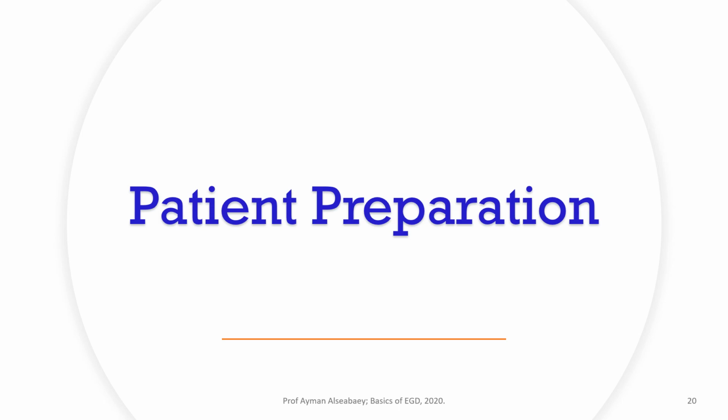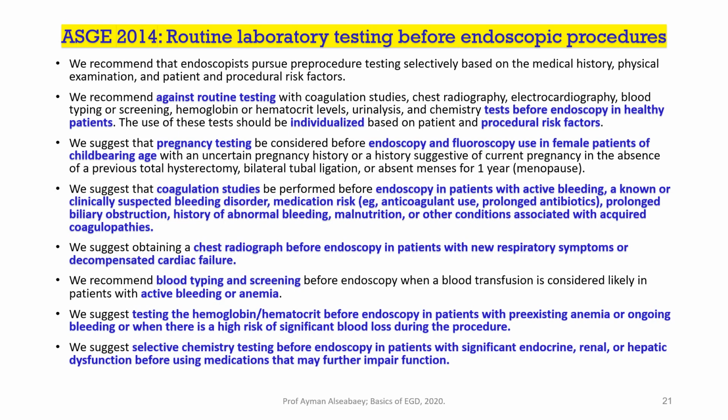Patient preparation. The American Society of Gastroenterology said that if you have a young man who is healthy and has no evidence of any disease, there is no need to do investigations for him, especially if you are doing endoscopy with local sedation. But if your plan is to do endoscopy with sedation, of course, we should do investigations like X-ray, serology, liver function, INR, renal function, and CBC, because you may find a contraindication for sedation.